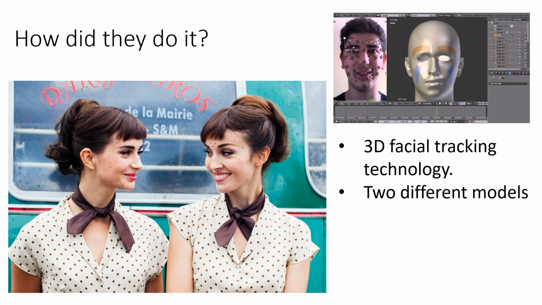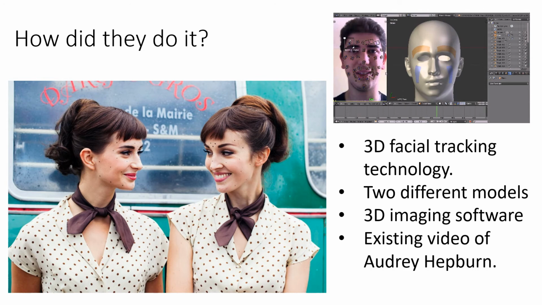They used two different models. I'm not quite sure why, but maybe it was to do with particular angles that they had to capture. And they used this 3D imaging software to recreate Audrey Hepburn. They also obviously used actual video of Audrey Hepburn. So I think some of the shots are Audrey herself, some of the shots are the models. I imagine that the shot on the bus is possibly a genuine shot of Audrey. The shot of the model moving from the bus to the car obviously isn't going to be Audrey, but I don't know for definite.